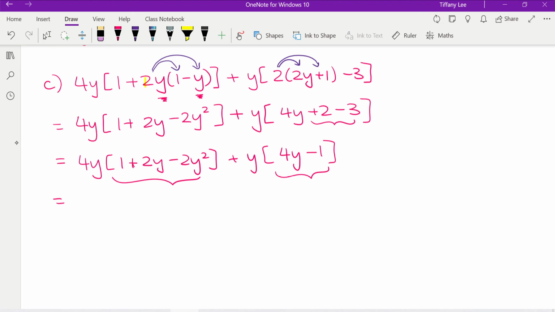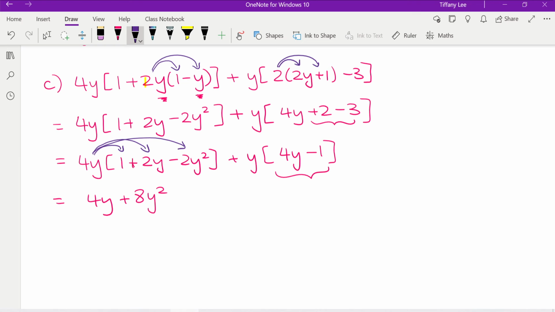I'm going to start multiplying now. Right, I have this 4y times all of this. I'm going to expand it. I'm going to apply my distributive property. So let's do this together. 4y times 1 is 4y. 4y times 2y, that's positive 8, and then y times y is y squared.